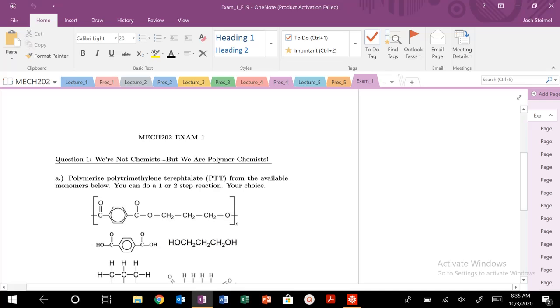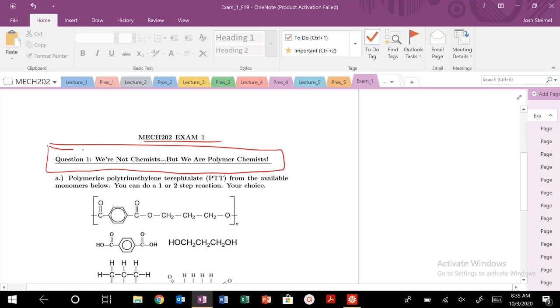Let's do the first example in our practice exam for Mech 202, polymer composite materials, basically polymer physics. So let's get into it. It is going to be question one. We're not chemists, but we are polymer chemists, so you can kind of guess what the topic is going to be. Essentially, we're looking at lecture two material: step growth polymerization, chain growth polymerization, the Carothers equation, branching, all the good stuff.